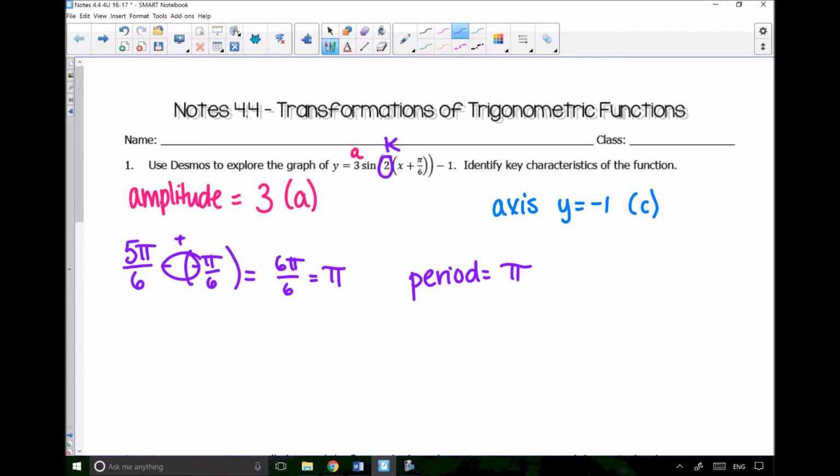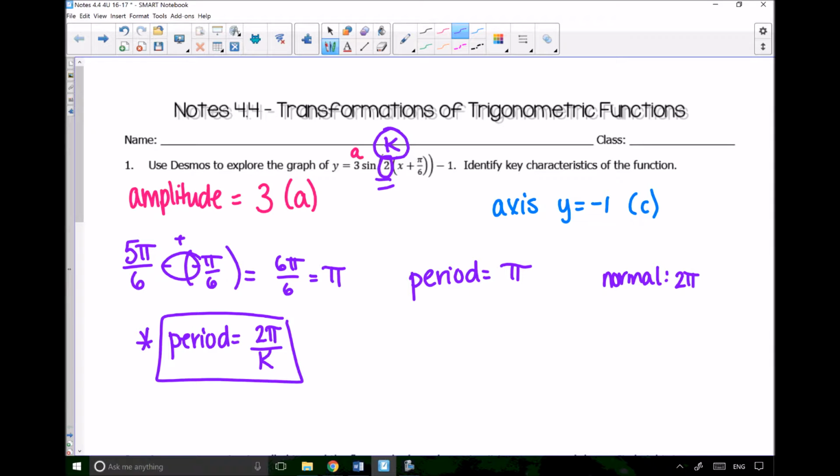So if you notice this value right here, we know that this value is our k value. If a normal cycle is 2 pi, what am I doing with my k value to get a period of pi? Just divide it by this 2. So we can say that our period is equal to 2 pi, which is our normal cycle, divided by k. That's a really important equation that we're going to have memorized, okay?